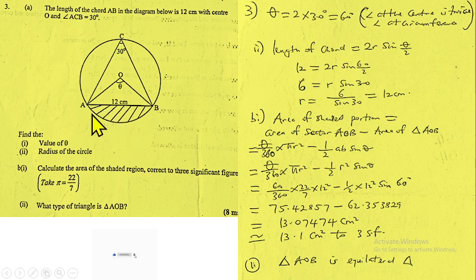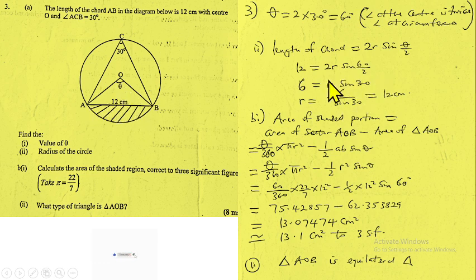Then also, to find the radius of the circle, which is either OB or OA, we are given the length of the chord, which is 12 centimeters. We can use that to find the radius, since we know the angle at the center is 60 degrees. The length of a chord is 2r sine theta over 2, where theta is the angle at the center. So you have 12 is equal to 2 times r sine 60 over 2, where 60 is the angle the chord subtends at the center.